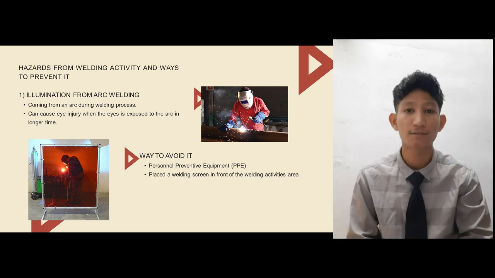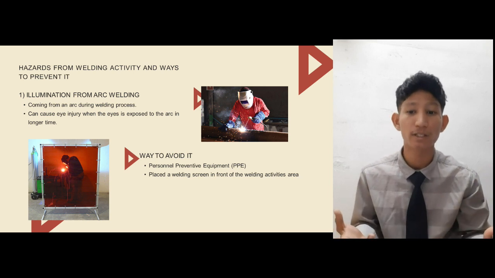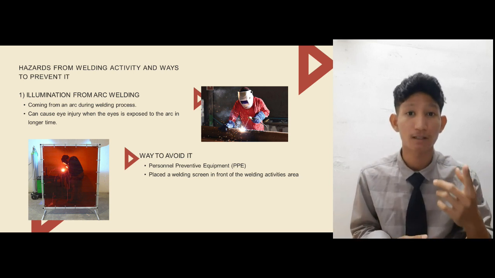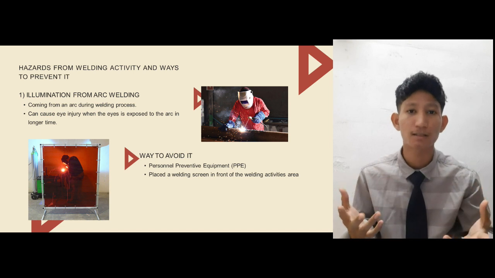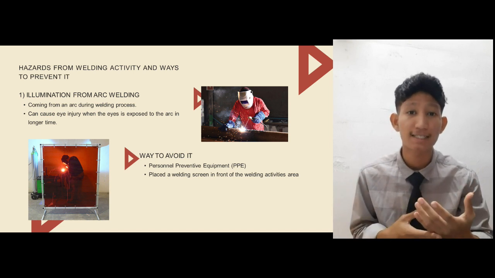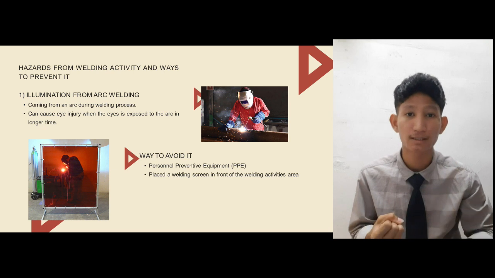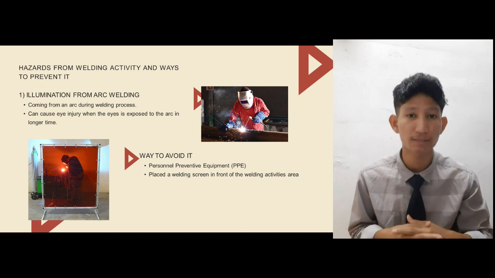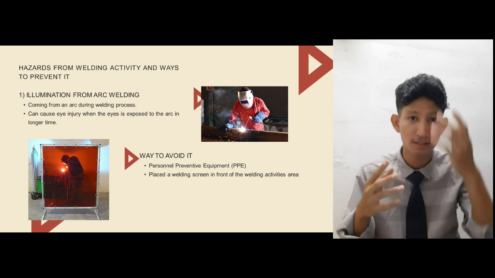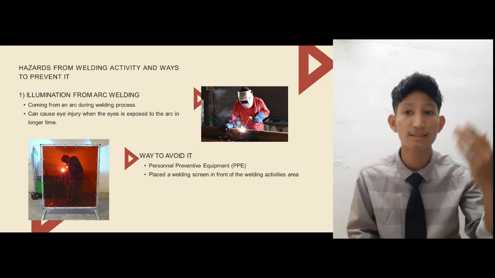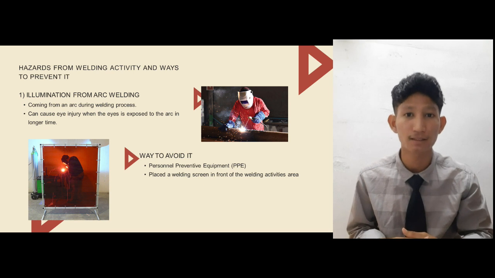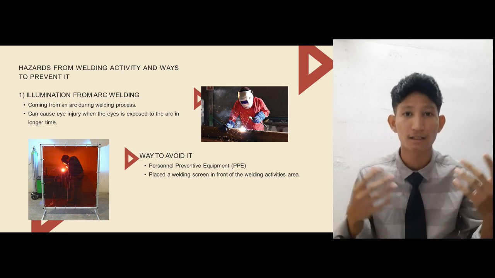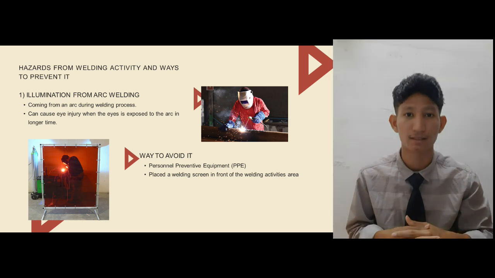First, illumination from arc welding. When conducting welding activities, there will be spark or arc. The spark and arc will cause eye injury when the eyes of the welder or workers in the workplace are exposed to the arc for a longer time. So the way to avoid it is to use personal protective equipment (PPE) such as a face shield and place a welding screen in front of the welding activity area to protect other people or workers in the workplace.